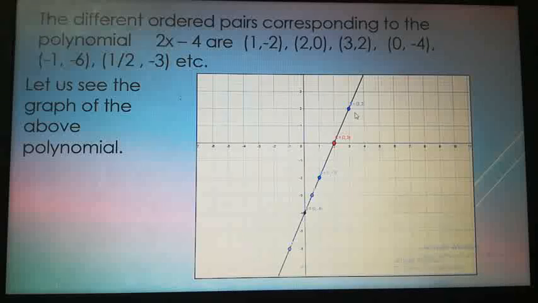And you can see from the graph that all these points are on the same straight line. So we can get a line passing through these points. These are not the only points represented by this polynomial. You can find any number of points. Plot these points and all of them are on the same straight line. So it represents a straight line. Okay, so this is the graph of that polynomial 2x minus 4.